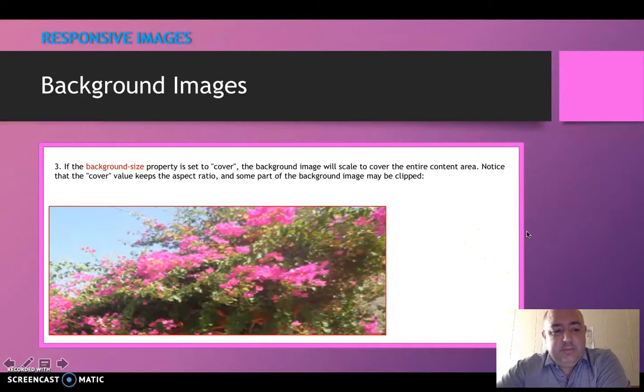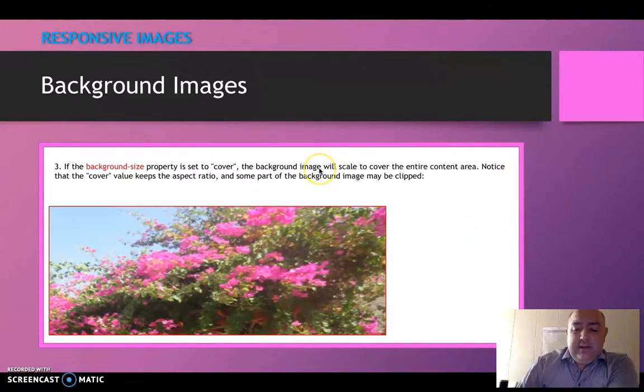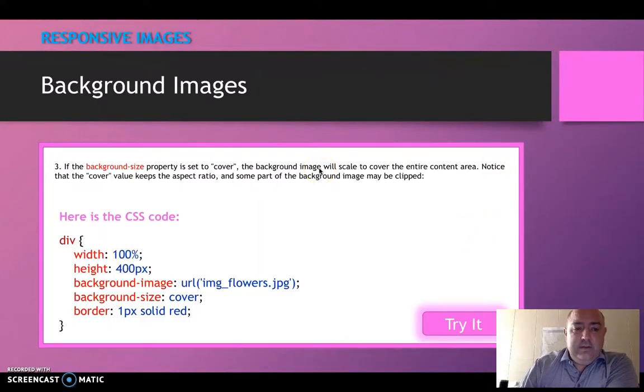Here it talks about if the background property is set to cover. The background image will scale to cover the entire content area. Notice that the cover value keeps the aspect ratio, and some part of the background image may be clipped or maybe look cropped to you. So we'll go to the next slide. And this is the code for cover in the CSS.